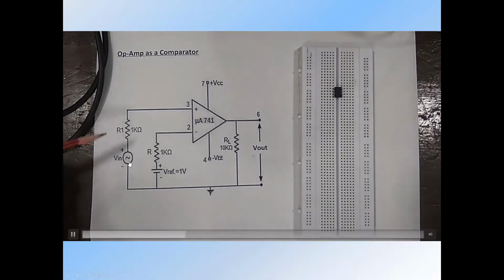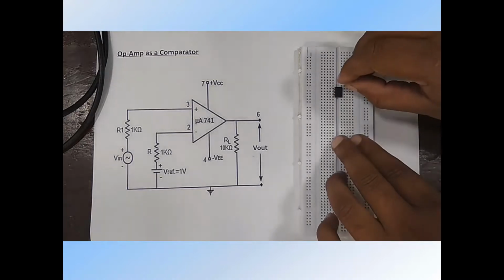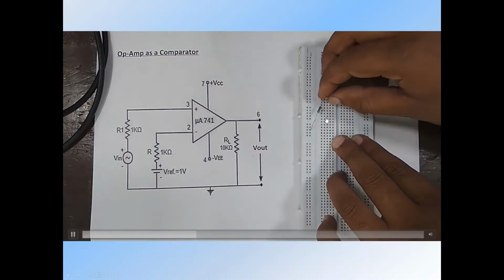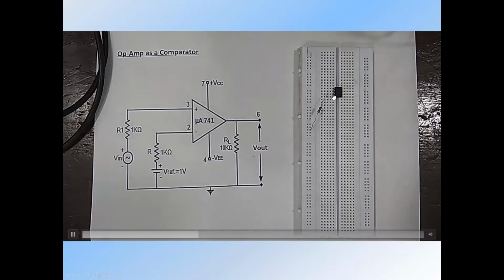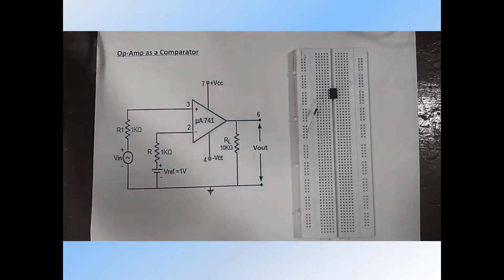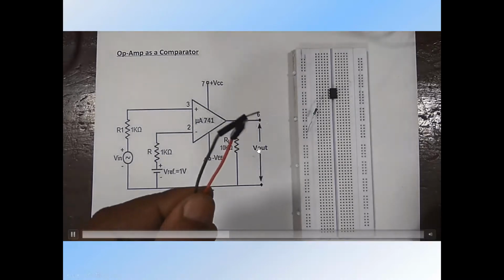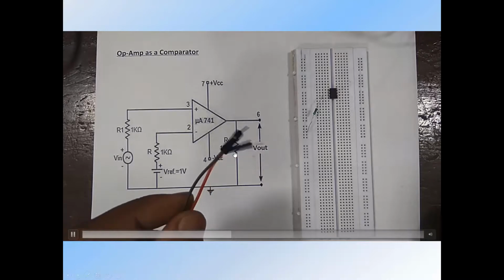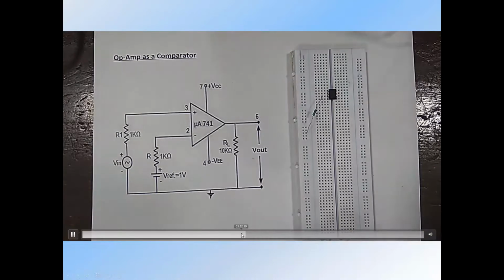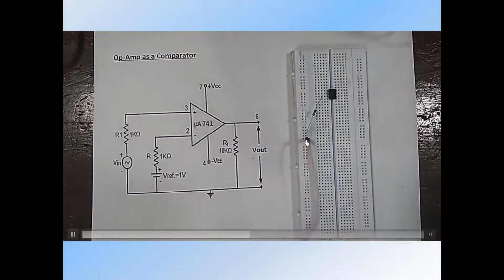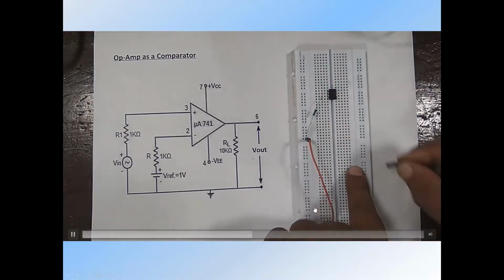Next step is connection of VIN to pin number 3 through a resistor R1. We have to connect a resistor of 1 kilo ohm to pin number 3 like this. This is pin number 3. Now we have to connect the input signal to this resistor with the help of these two jumper wires, brown and black. Now the brown jumper wire would be connected to pin number 3 like this, and the black jumper wire would be connected to ground.